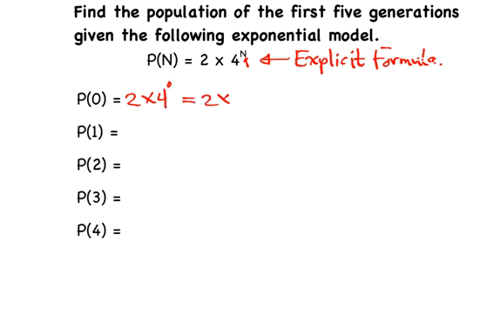In this example, we can generate population data using an explicit model. So to get P0, we would plug 0 in where we see n. We see that with the function, there's only one n showing up here. So we get 2 times 4 to the 0 power. Anything raised to the 0 power is 1, so we have 2 times 1, and we get that P0 is equal to 2.